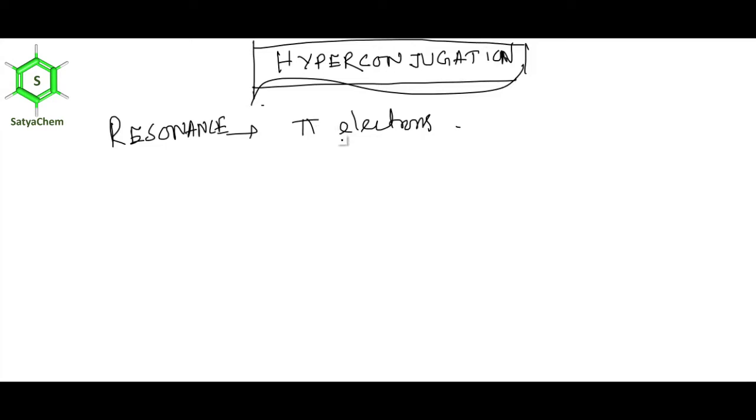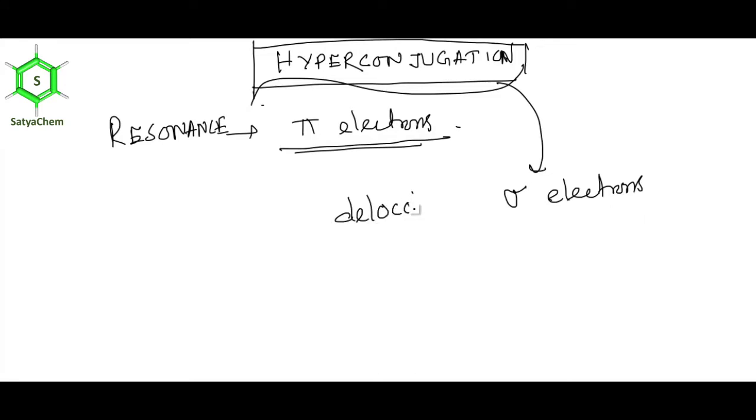In resonance, we have seen that it involves pi electrons, but hyperconjugation actually involves sigma electrons. Sigma electrons are involved in hyperconjugation. So it involves delocalization of sigma electrons. It is better to say delocalization of sigma electrons.